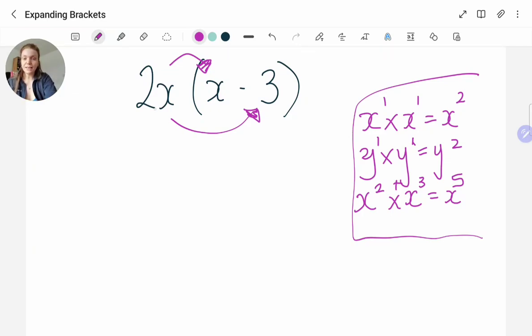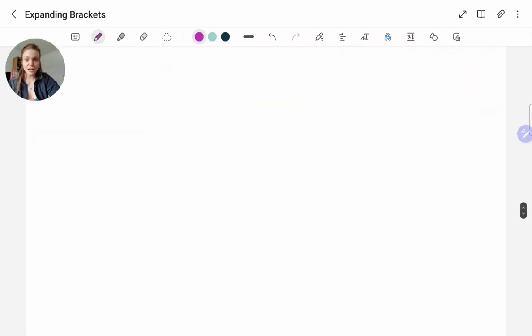So let's go back to the wee question. We have 2 times, there's an imaginary 1 there. So 2 times 1 is 2, and x times x we know is x squared. Then we have a positive 2x times a negative 3, so a plus and a minus is a minus. When signs are different, it's negative. Then 2x times 3 is 6x, because we only have one x term this time, and 2 times 3 is 6. Now, let's try one a little bit harder.